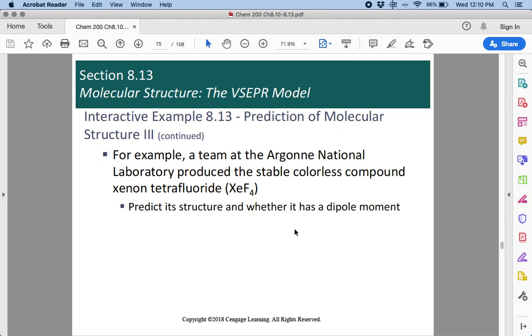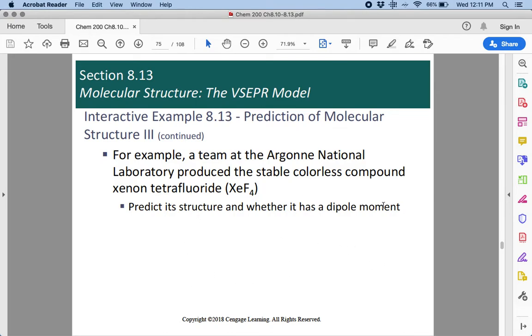To determine whether a molecule is polar or not, we have to know its Lewis structure. We have to know its Lewis structure so that we can get its electronic geometry. If we have its electronic geometry, we can get its molecular geometry. And from the molecular geometry, we can analyze it to determine whether or not the molecule has a dipole moment, which would make it polar.